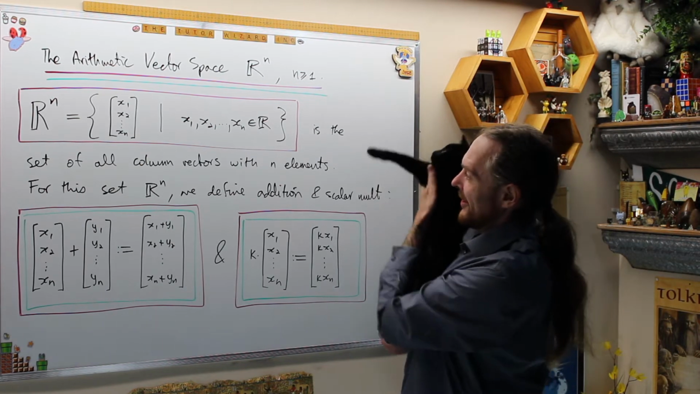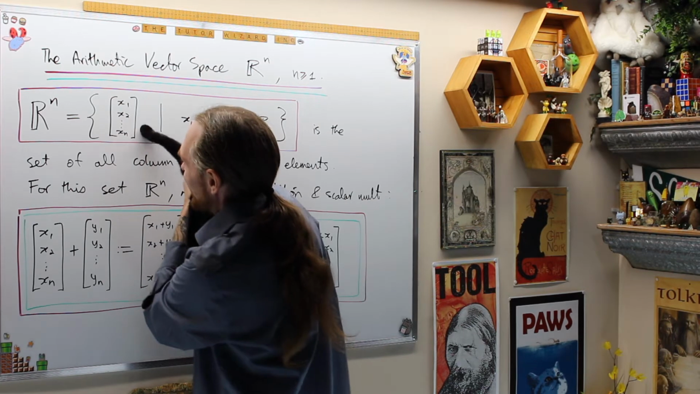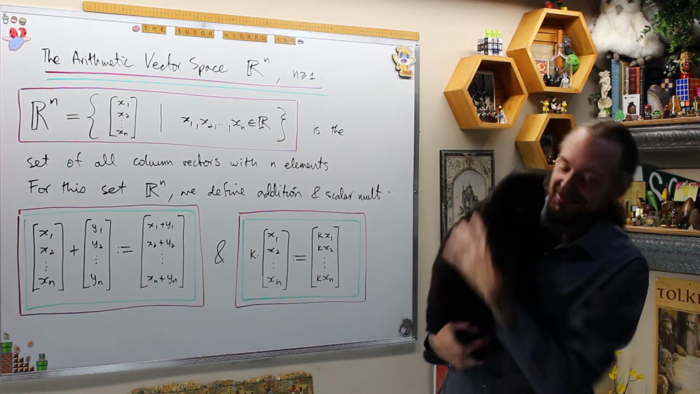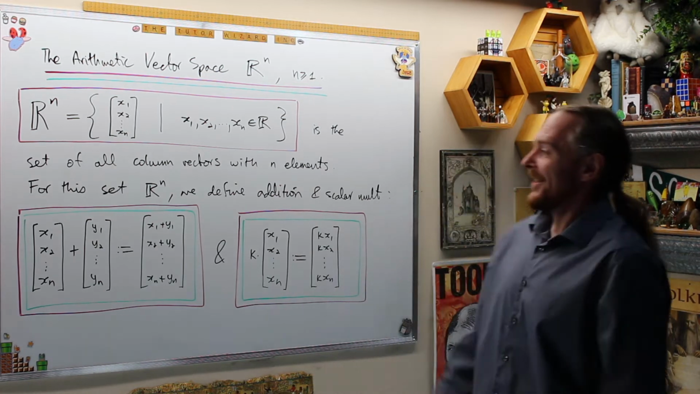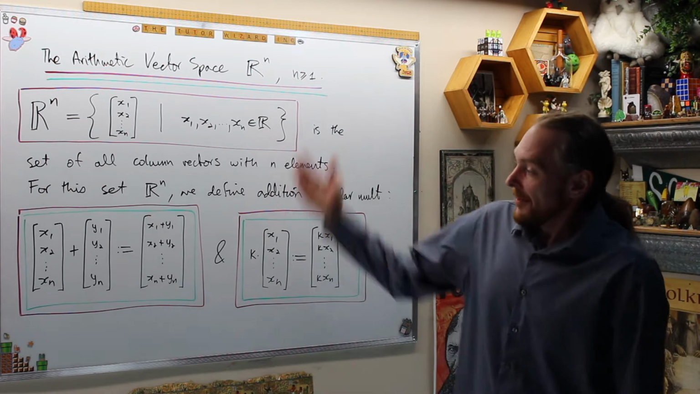All right, what's that? This is the set of all arithmetic vectors. Essentially, it's a column vector which has n coordinates. Each of these coordinates comes from the set R. That's all you need to do. That's the set Rn. This is what we're going to call arithmetic vectors.